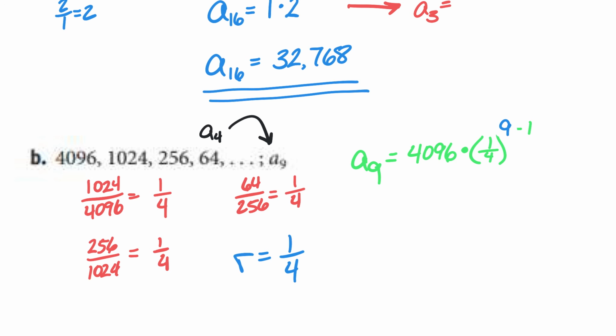And I'm going to just take this value to my calculator. 4,096 times 1/4 to the 8 power. You can do that work in your head. You can type that in your calculator as well. 9 minus 1 is a pretty easy number to do. Now let's talk about a couple of things here. What my calculator tells me is a sub 9 equals 0.0625.